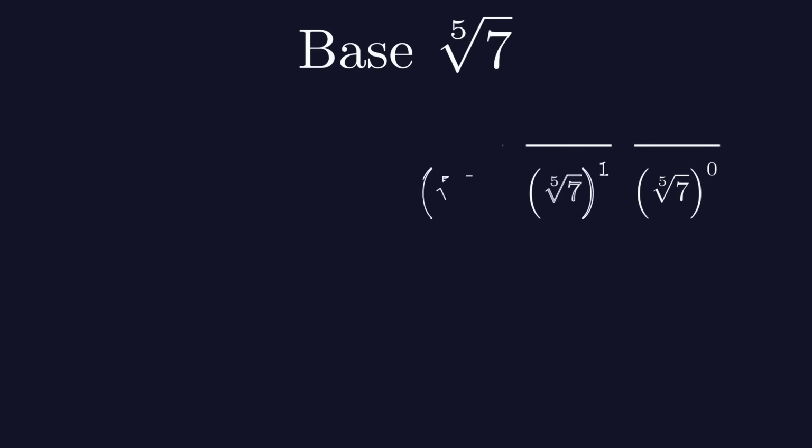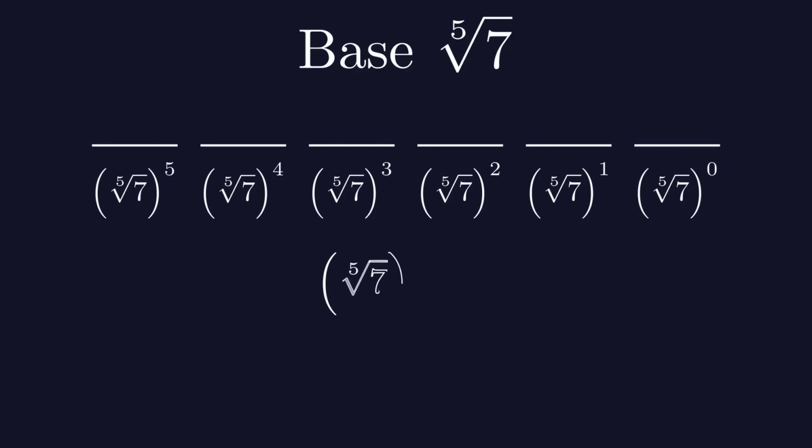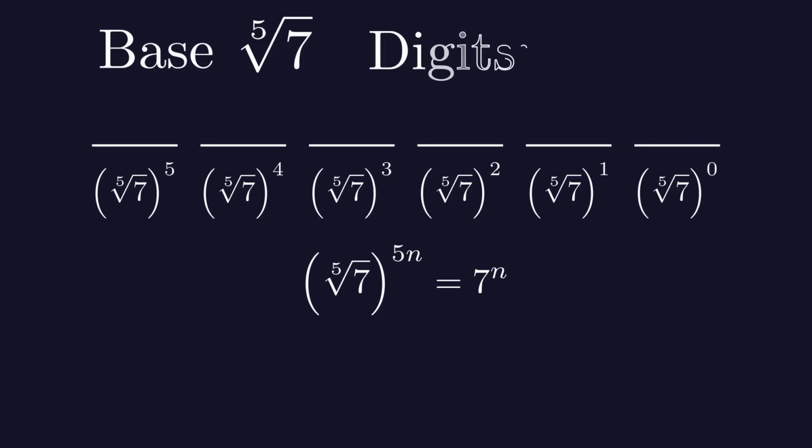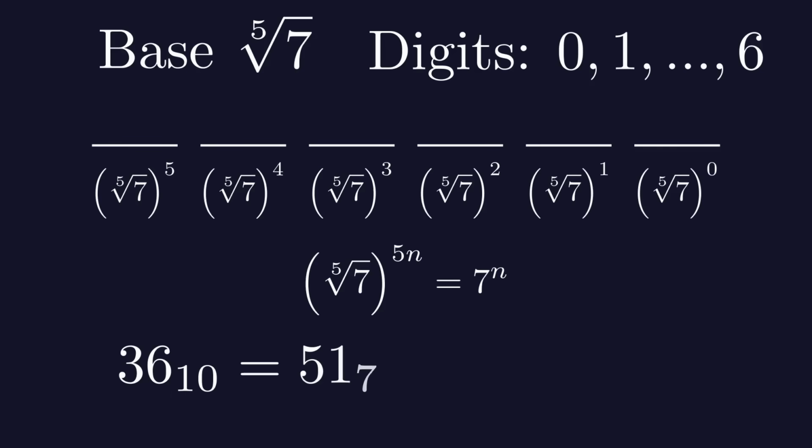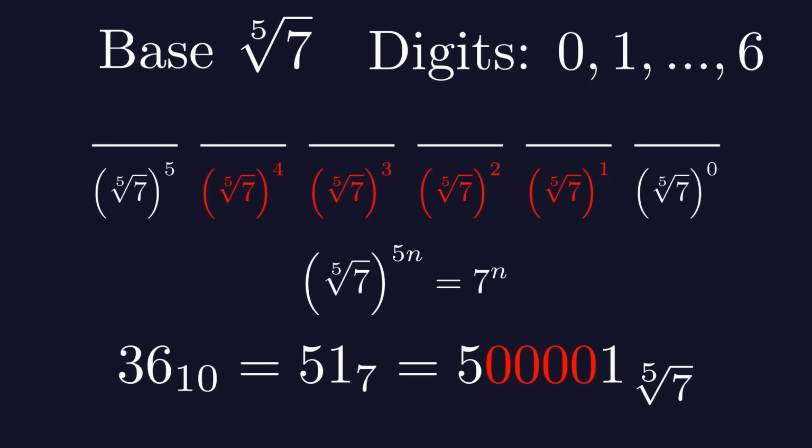With the same logic, we can create number bases of higher roots. For example, the fifth root of 7. The fifth root of 7 to the power of 5 is equal to 7. And generally, the fifth root of 7 to the power of 5n is equal to 7 to the power of n. So in this base we can use the same digits as in base 7. 36 in base 7 is represented as 51. To express this value in base fifth root of 7, we just have to write zeros where the powers of the fifth root of 7 are irrational. Like this, we can create a number base from any root of any number.